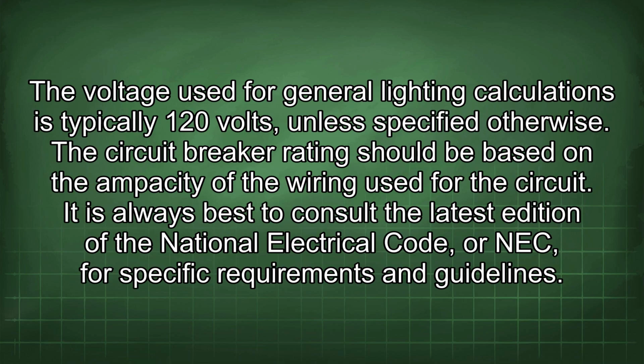The voltage used for general lighting calculations is typically 120 volts, unless specified otherwise. The circuit breaker rating should be based on the ampacity of the wiring used for the circuit. It is always best to consult the latest edition of the National Electrical Code, or NEC, for specific requirements and guidelines.